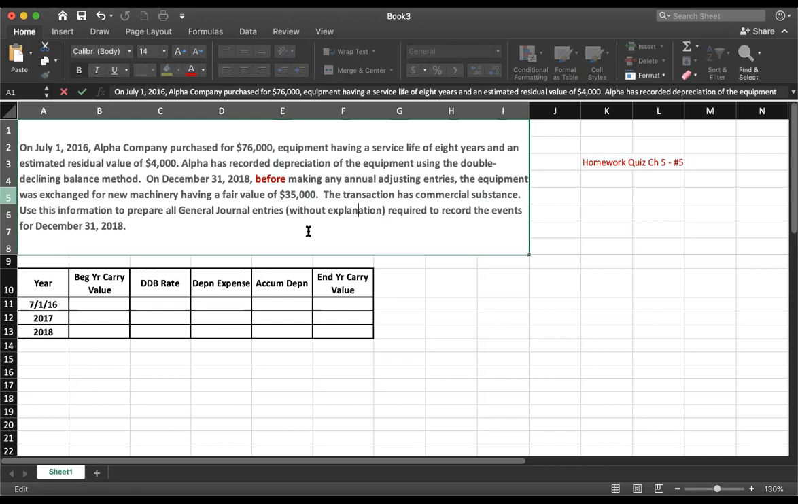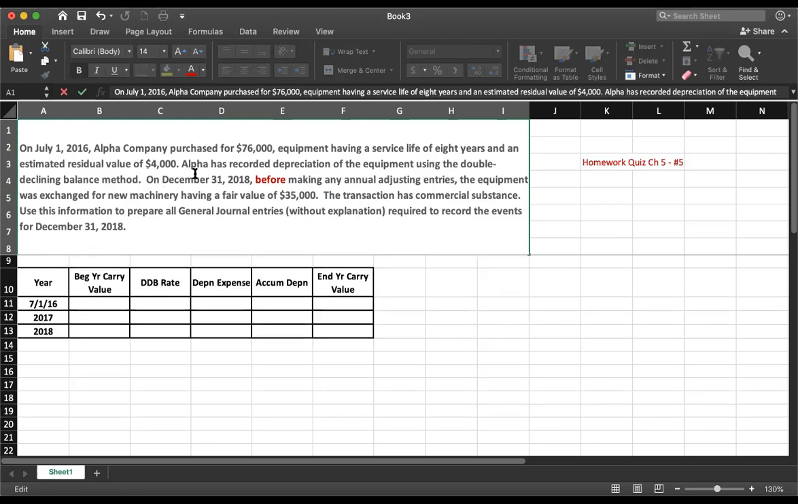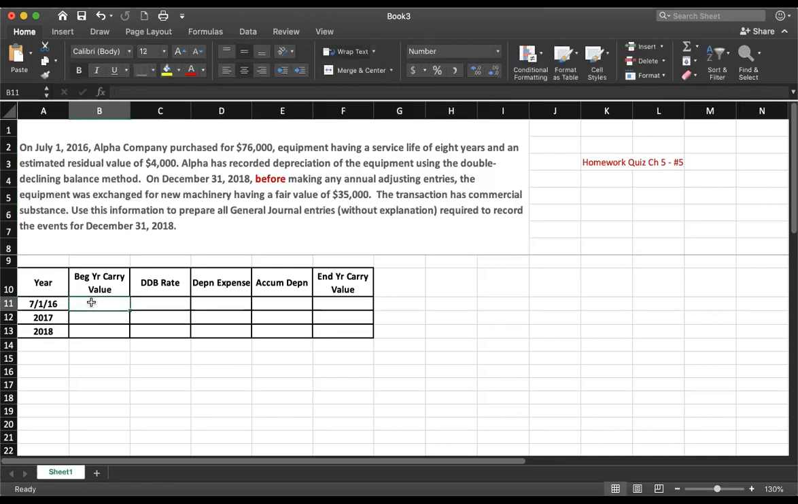Now, please note that since it tells us that they exchanged the equipment before they had recorded any adjusting entries, and the one that concerns us here is the depreciation expense adjusting entry, we're going to have to, number one, figure out what was the depreciation expense for 2018. I'm going to go ahead and work through this table, and let's put some notes here.